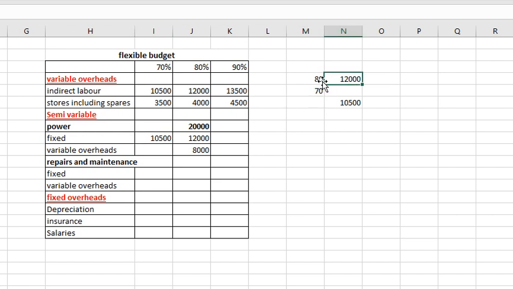Next, for 80% if it is 12,000, then for 90% how much is it? Here 90 into 12,000 divided by 80 will give you 13,500. Next, again the same cross multiplication, this is for variable overheads. For 80% it is 8,000. Where did you get this 8,000? As per the calculation, where 60% is fixed and 40% is variable, we got this out of 20,000. Now for 80% if it is 8,000, then for 70% how much is it? 70 into 8,000 divided by 80 will give us 7,000. Next for 90% we will find out. For 80% it is 8,000.